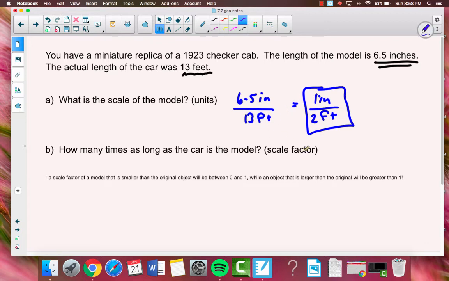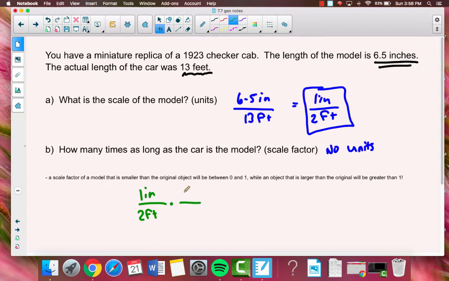So remember with scale factor we said that we don't want units. So this is where we have to pay attention to what our scale was, and if we have two different units that will not cancel, we have to make them cancel. So I'm going to go ahead and write my scale from part A, so 1 inch to 2 feet, and I want to make my units be able to go away. So what I need to do is multiply the top and bottom by things that will cancel out.